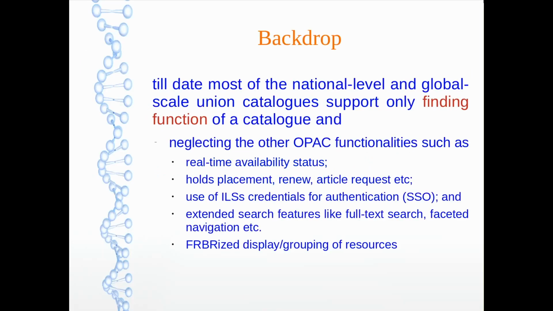Now before making a quantum jump into the results, let us go for some fact finding related to national level and global scale union catalogs. Most of these union catalogs support only finding functions and neglect the OPAC functionalities like real-time item availability status, hold preference, ILS based authentication, extended search features like full text search, faceted navigation, and most important nowadays FRBR display or grouping of resources.